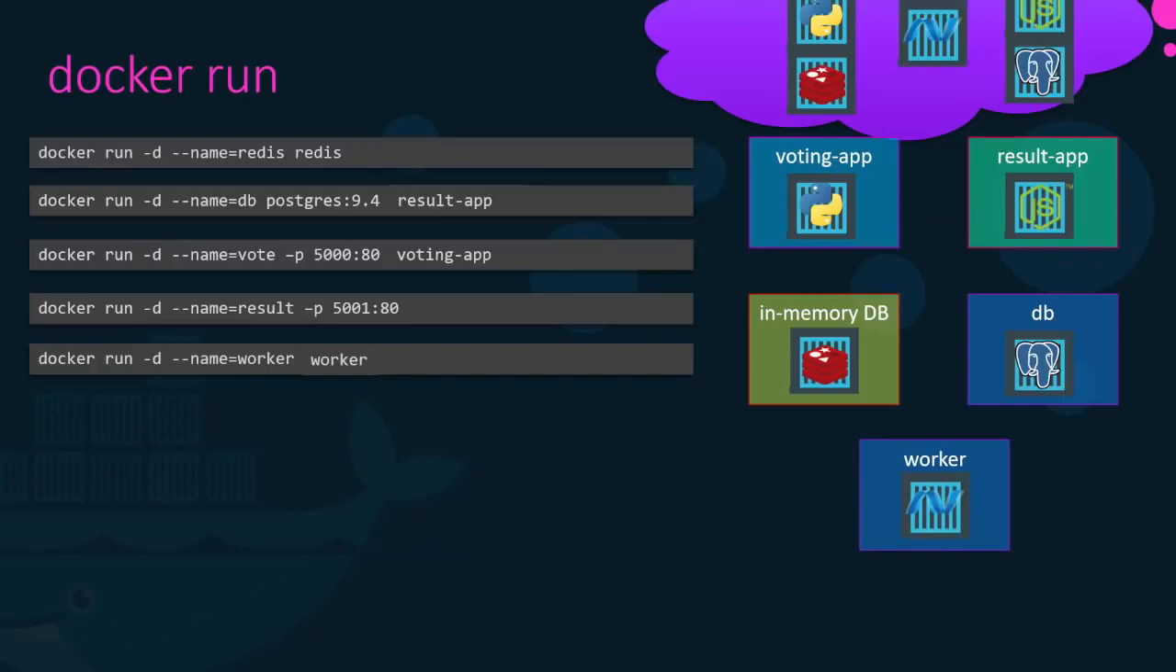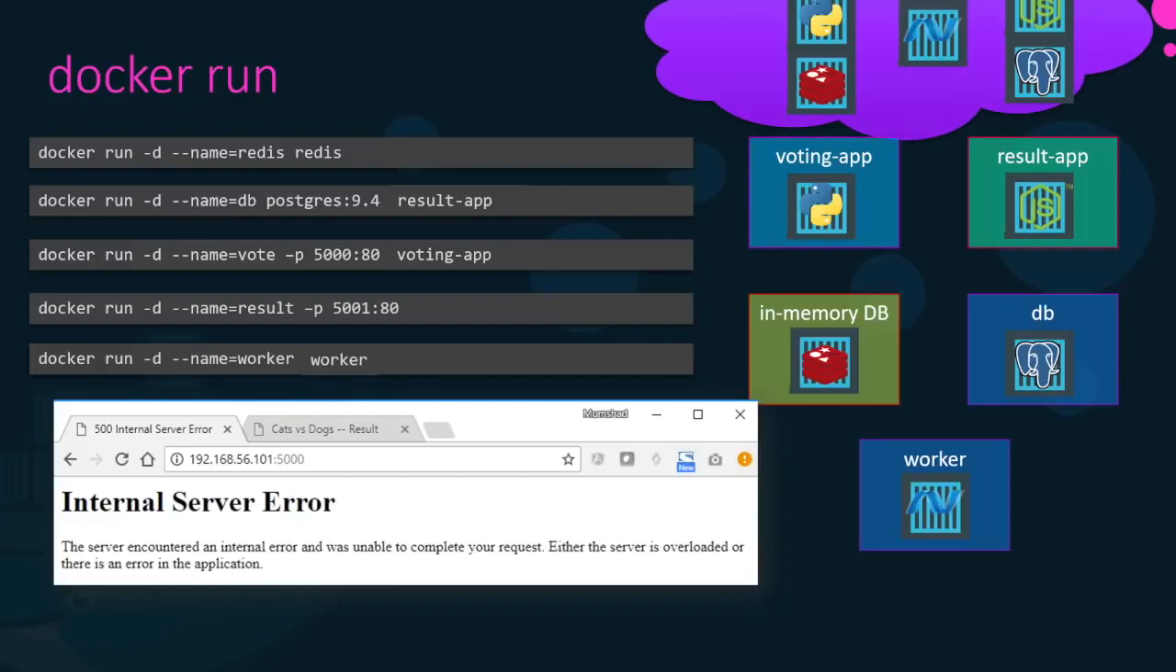Okay, now this is all good, and we can see that all the instances are running on the host. But there is some problem. It just does not seem to work. The problem is that we have successfully run all the different containers, but we haven't actually linked them together.